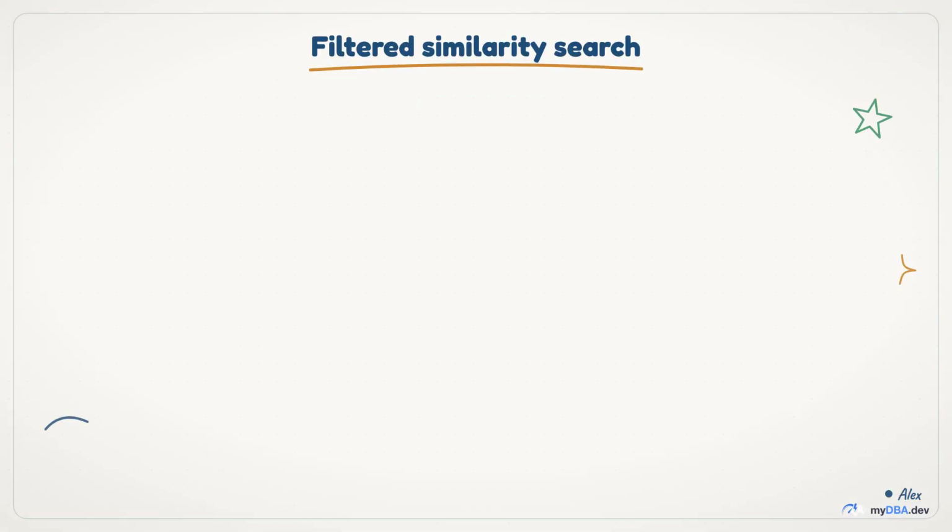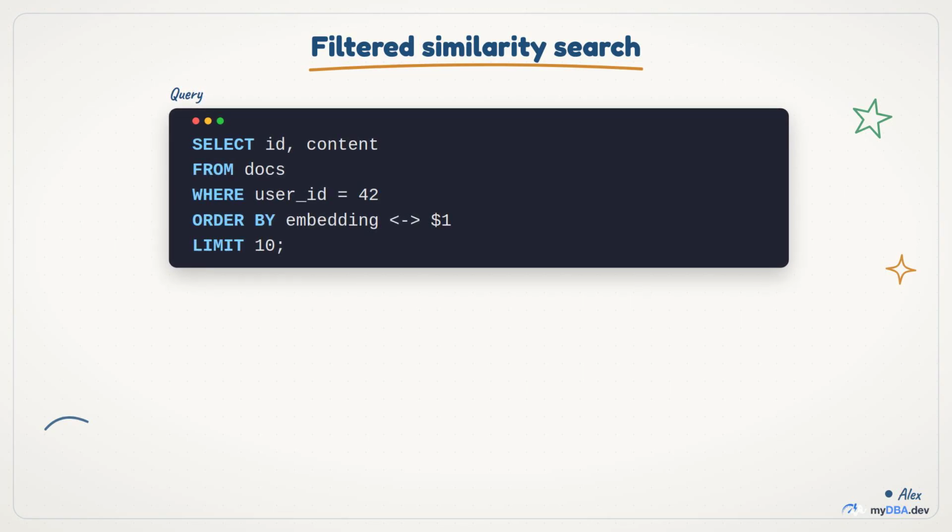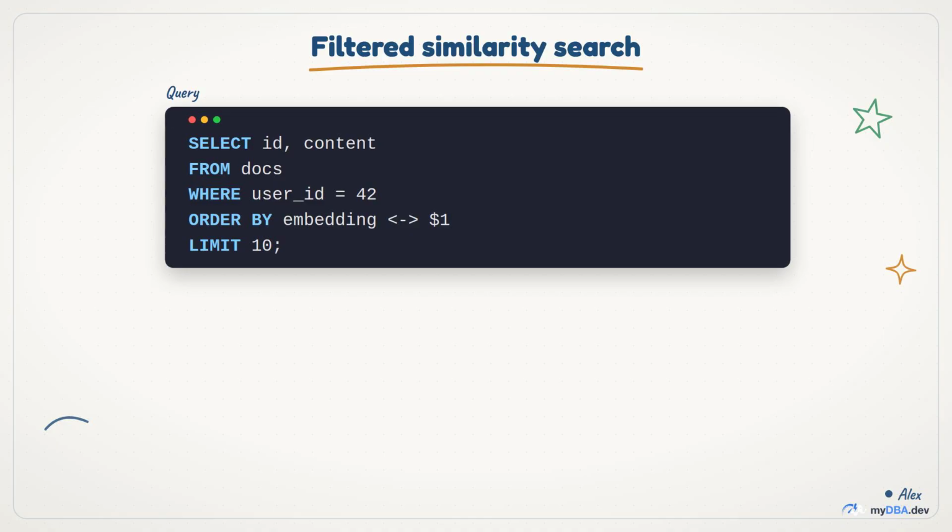This is where it gets interesting. You can filter by user ID or any other column, then do vector search on just that subset.